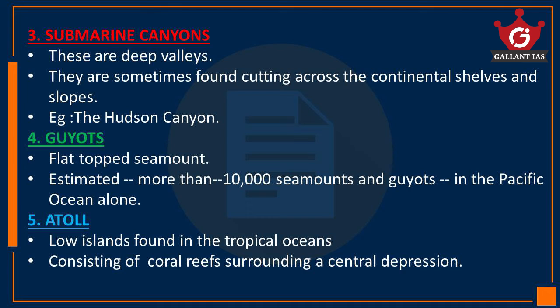Then the next one is the atoll. These are low islands found in the tropical oceans, consisting of coral reefs surrounding a central depression. It may be a part of the sea or form an enclosure around a body of fresh, brackish or highly saline water. So this is all about the important minor relief features. The definitions and examples were all taken from the NCERT textbook. At least this much knowledge you should have about this topic.